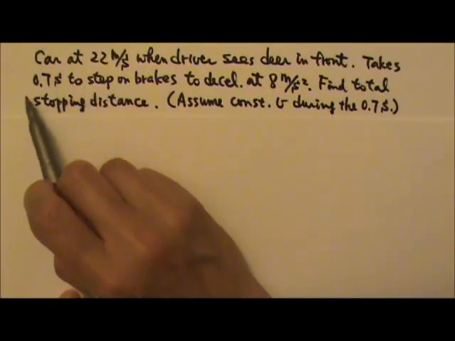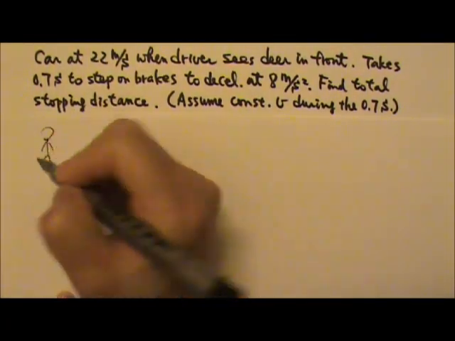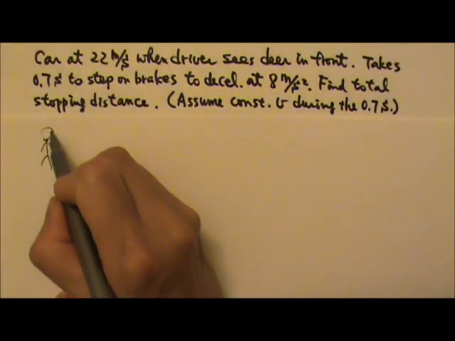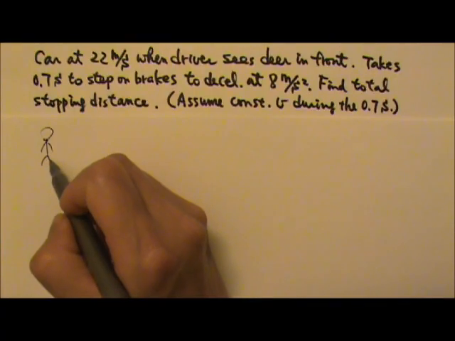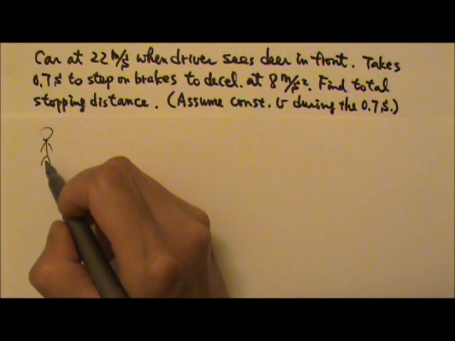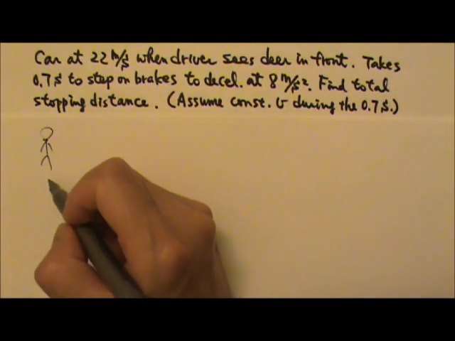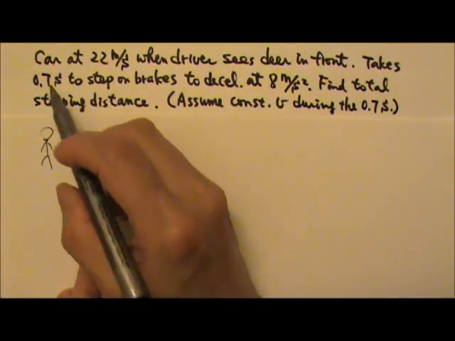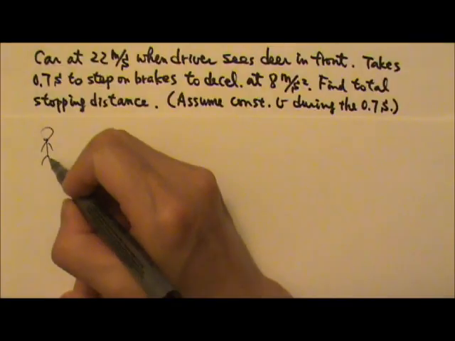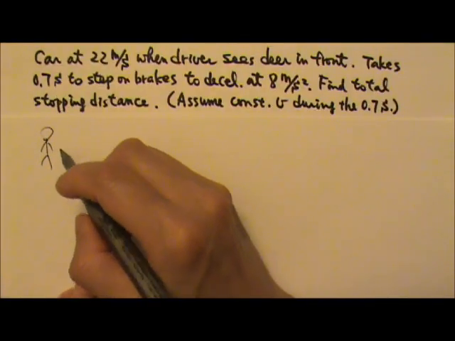Now the reason why you have a 0.7 seconds over there is because when the driver decides to stop the car, the brain sends a signal, and the signal goes down the spinal cord, tells the muscles to lift the legs, and then the brakes are actually stepped on. It takes time for that signal to process. The more alert you are, the shorter the reaction time. That's what we call that time. But no matter how alert you are, your reaction time is never going to be zero.